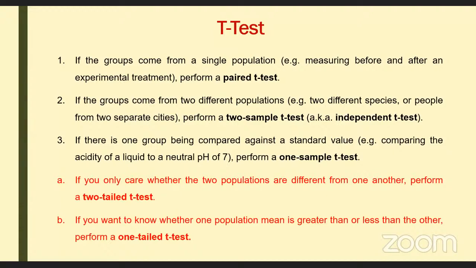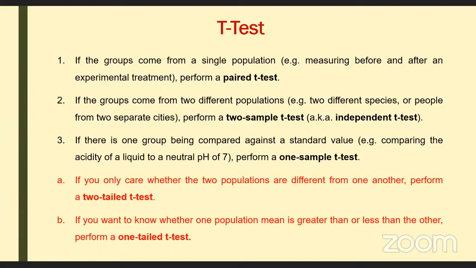One sample t-test is applied if there is one group being compared against the standard group. One group, but you have collected data at one point only. At one point, data you have collected, and you compare that data with the sample population values, in general, population values. Then you can go for one sample t-test. It is also available on software.